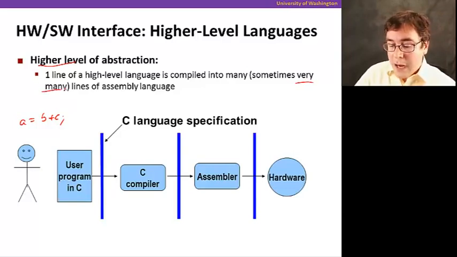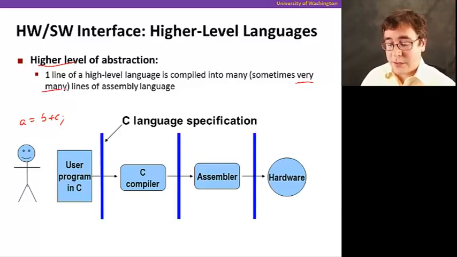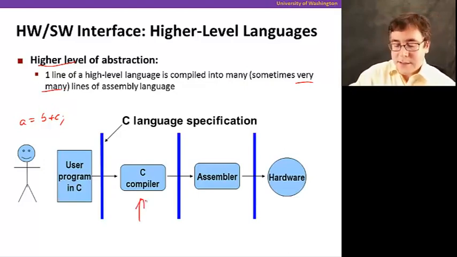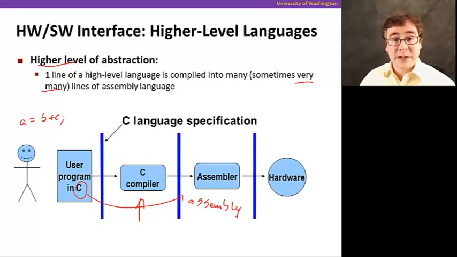But now we need yet another component in our path from the user to the hardware, which is the C compiler. The C compiler takes C code and generates assembly code. Remember that this is assembly, and C is much higher level. That means humans are much more productive at writing code for it.